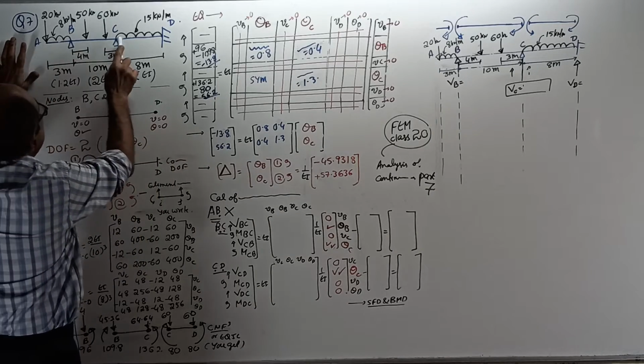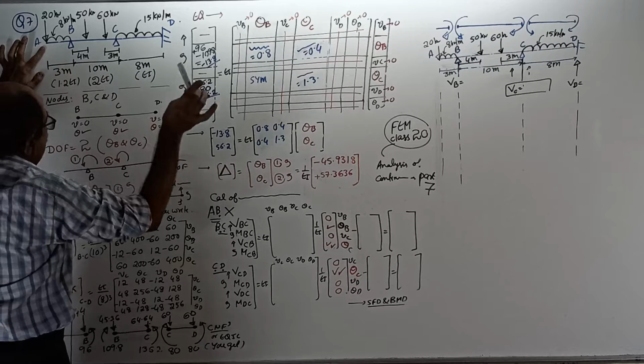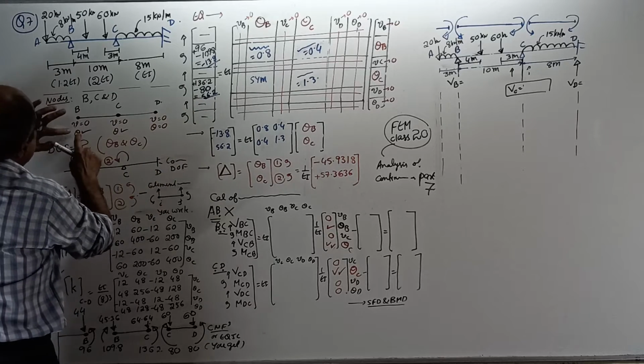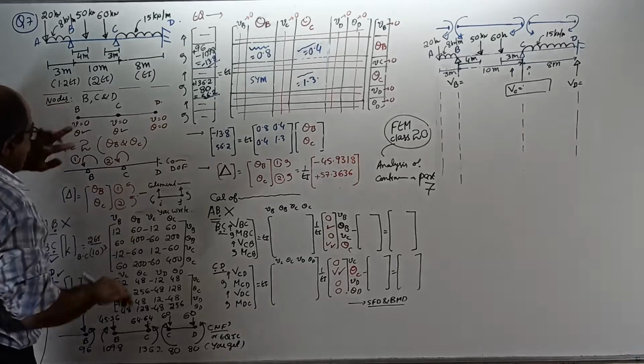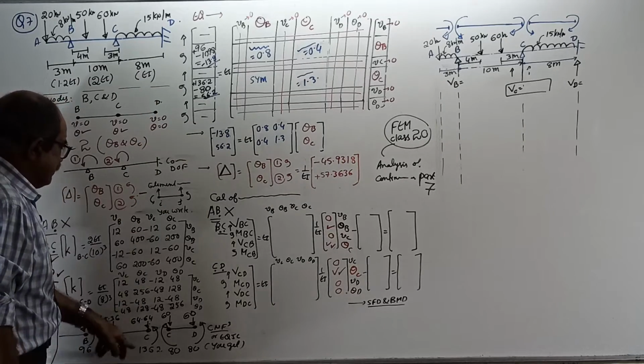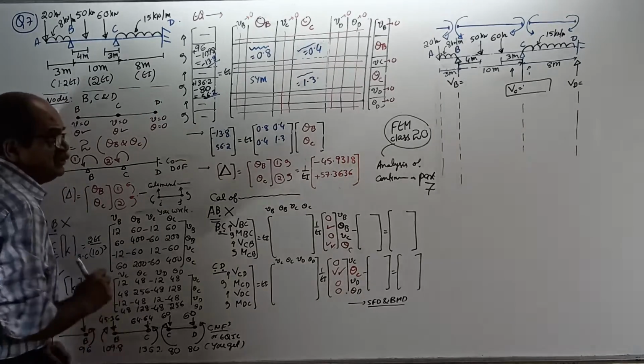Nodes at B, C and D. No node at A. V0, theta 0 is there. This was all told earlier. Second degree: write the stiffness matrix, find the equivalent joint load.